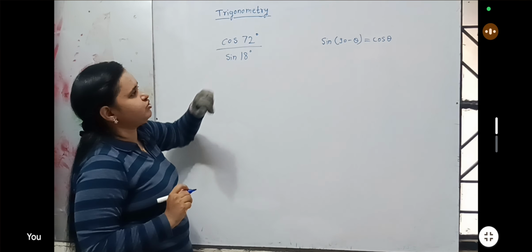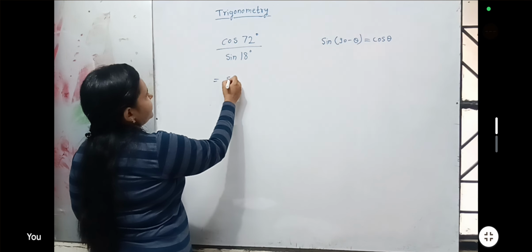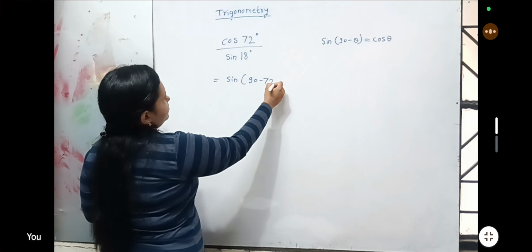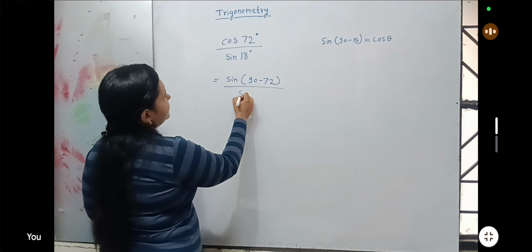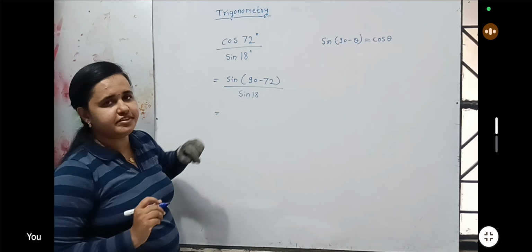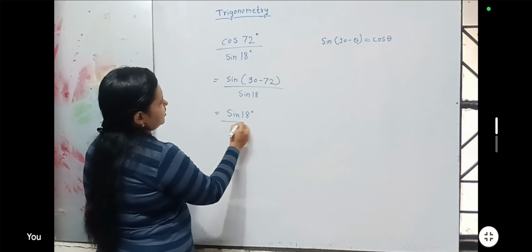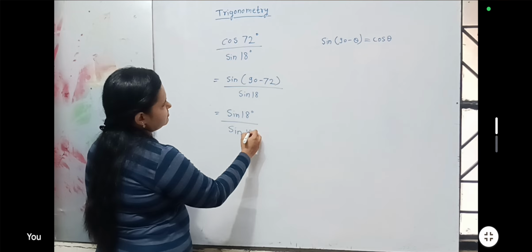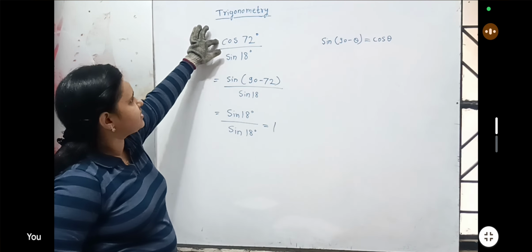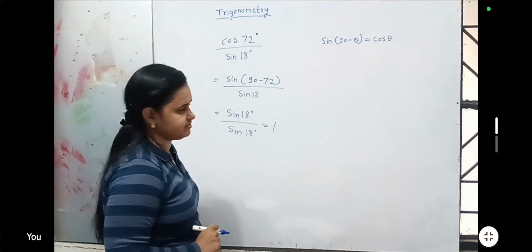So can we write cos 72 degree as sin of 90 minus theta? Yes, we can write it. Sin of 90 minus 72 upon sin 18. So what will be 90 minus 72? It will be sin 18 upon sin 18. So it will be 1. So our answer for cos 72 upon sin 18 will be 1. It is the third option. Okay.